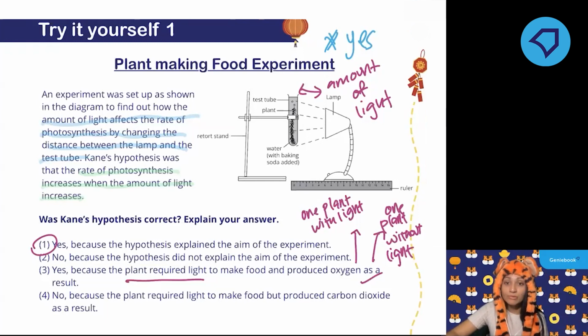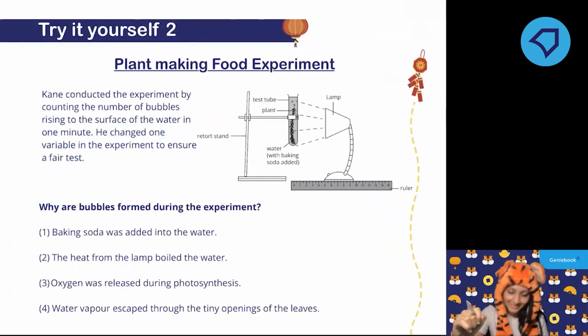Yeah, so you have to relate the hypothesis back to the aim of the experiment. In this case, it's the amount of light, the intensity of light, and not the presence or absence of light. Okay, what is being measured in this experiment? You know that when there's photosynthesis, it will produce this gas, right? So what gas is that? Okay, I'm not going to reveal yet because it is related to this question.